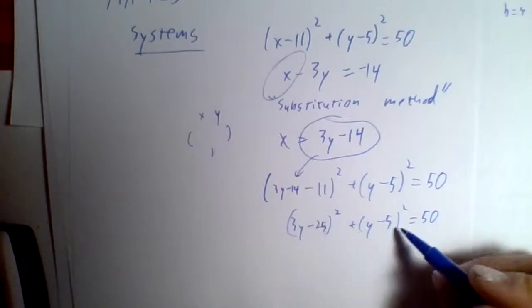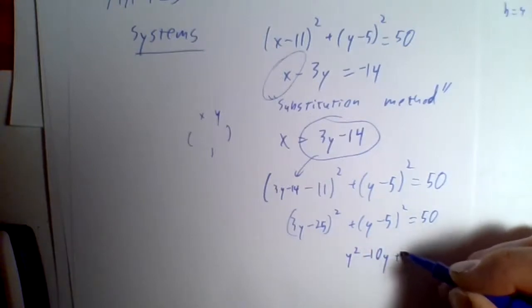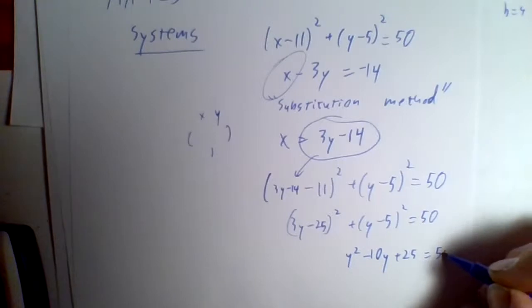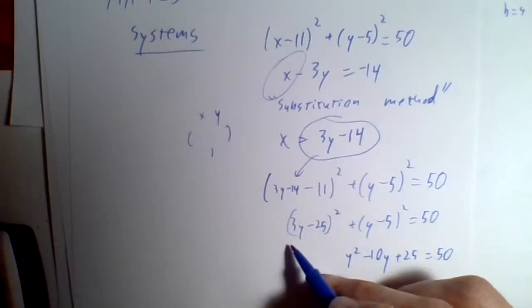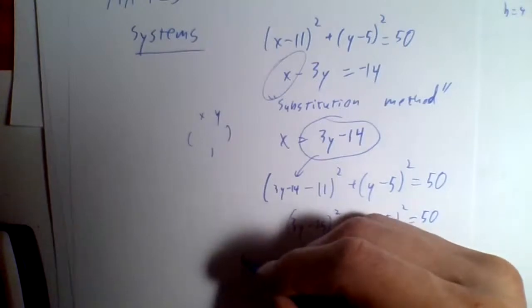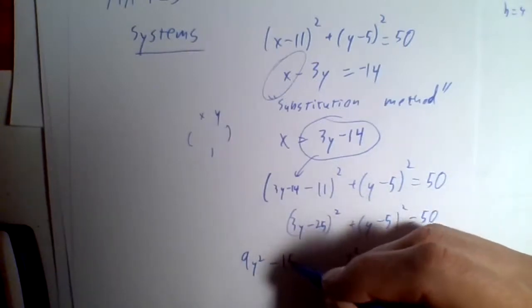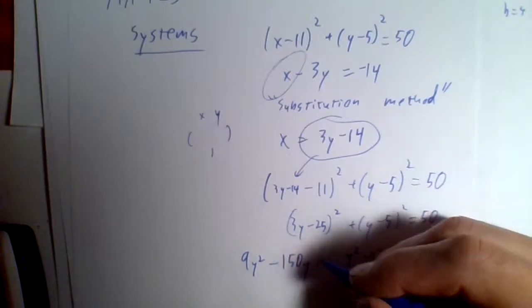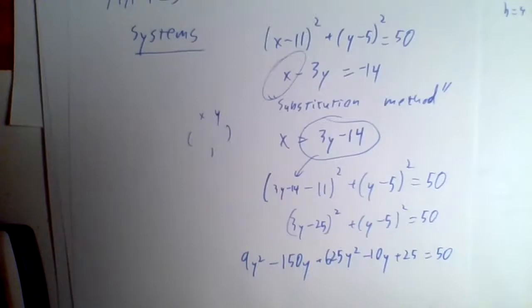Y minus 5 times y minus 5 is y squared minus 10y plus 25. And this one, this is 3y minus 25 times 3y minus 25. That's also going to be super long, but I'll write down what we end up with there. That's 150y plus 625. So we're getting some big numbers on that. That's added to the rest of those.